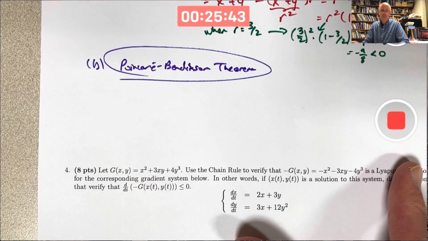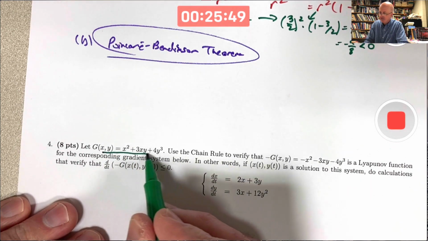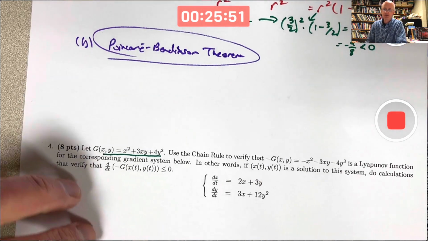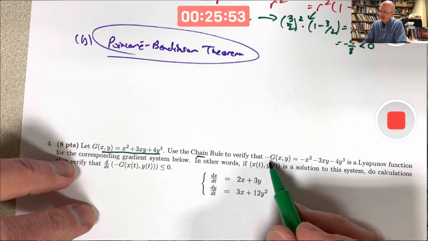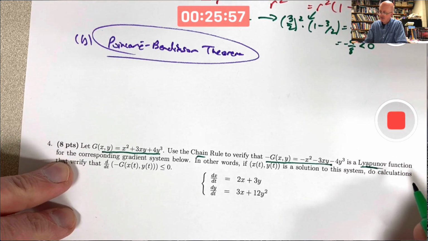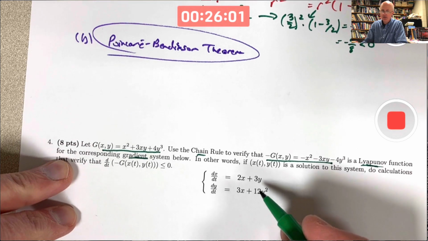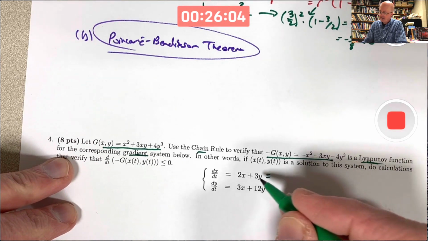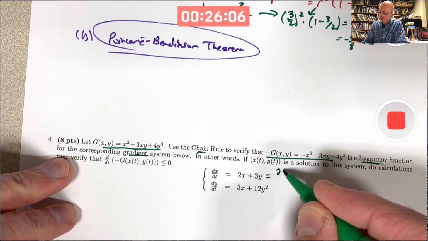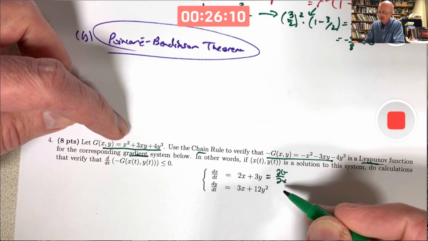Number 4. Let g of x be this multivariable calculus function, a real valued function of two variables. Use the chain rule to verify that its opposite, negative g of x, is what's called a Lyapunov function for the gradient system that you see here. To be a gradient system means that this right-hand side is the partial derivative of g with respect to x, and if you check it, it does work.